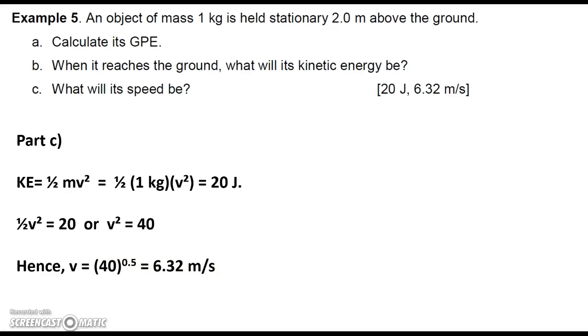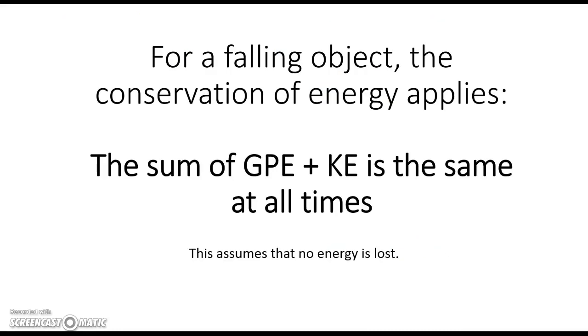In case some of you are not familiar, how do we write it? Let us just write v equals the square root of 40 equals 6.32 meters per second. Now, just now in the earlier part of the video, I mentioned that the sum of gravitational potential energy plus kinetic energy equals total energy. And because of the conservation of energy, no energy is lost or destroyed. That means that the sum of gravitational potential energy and kinetic energy is the same at all times. That assumes that no energy is lost, perhaps due to friction or sound or whatever.